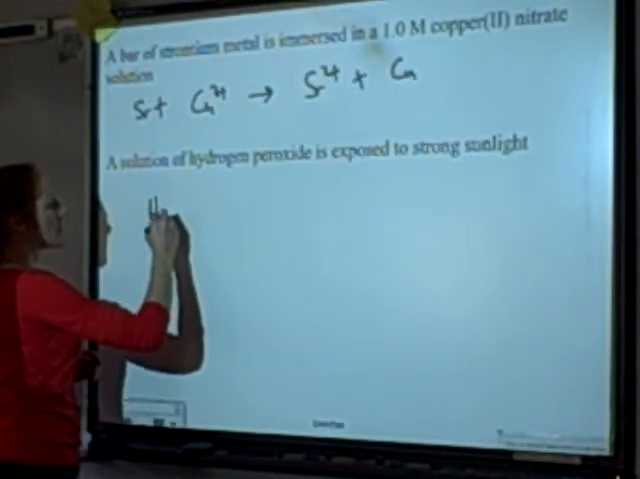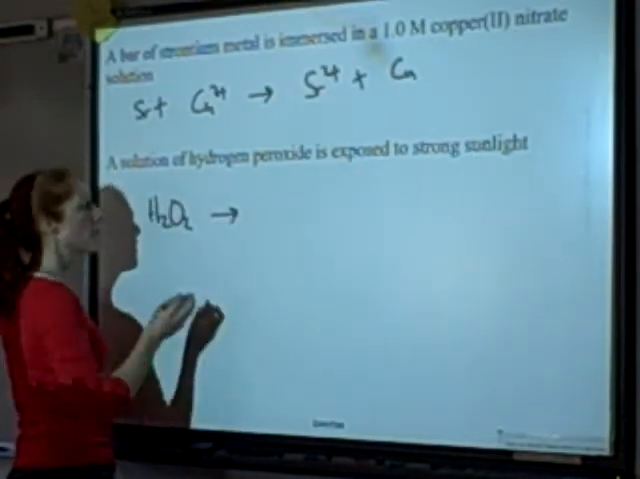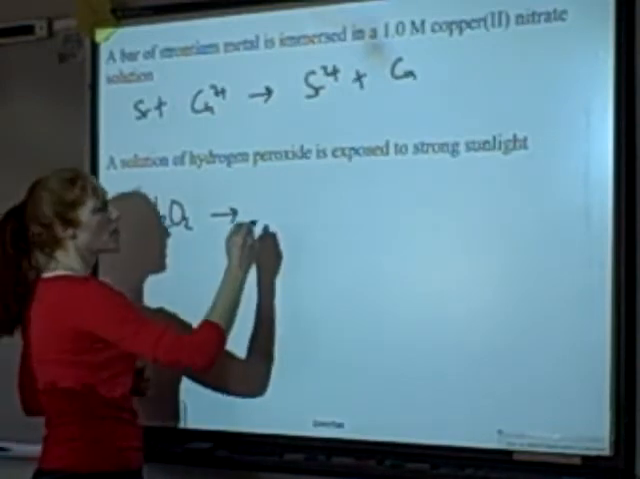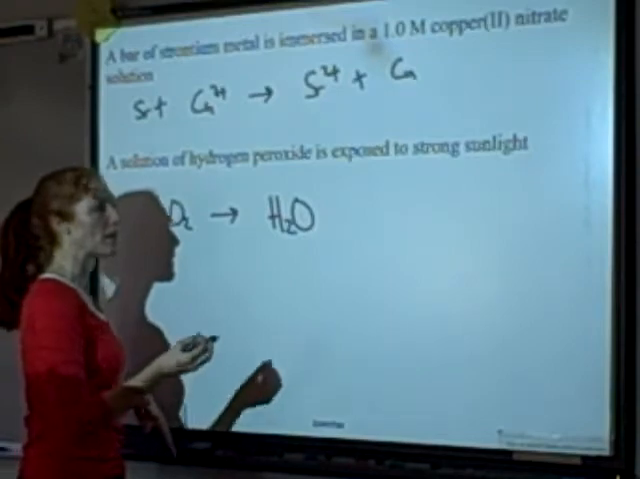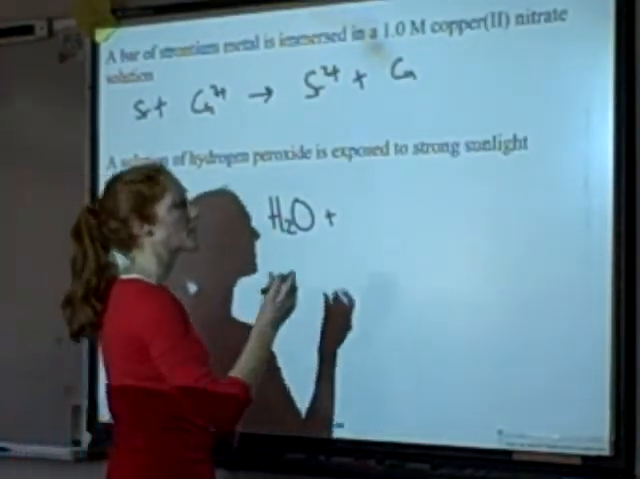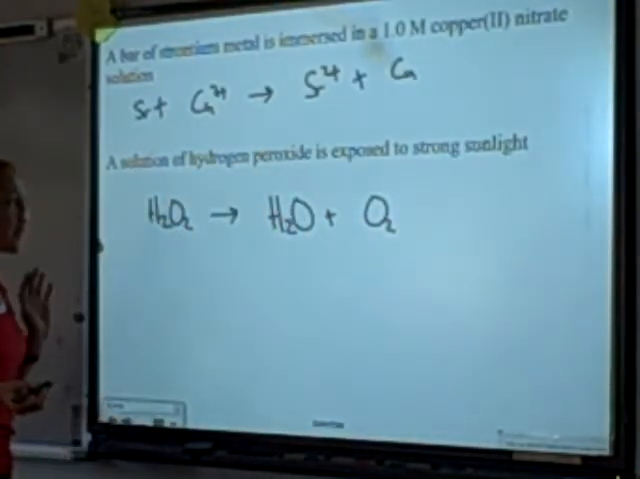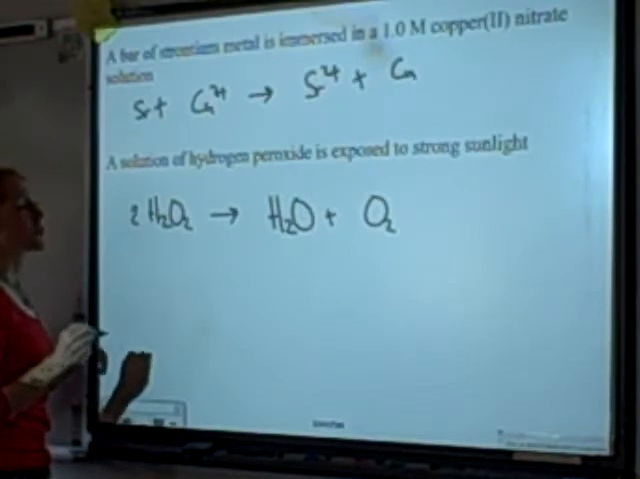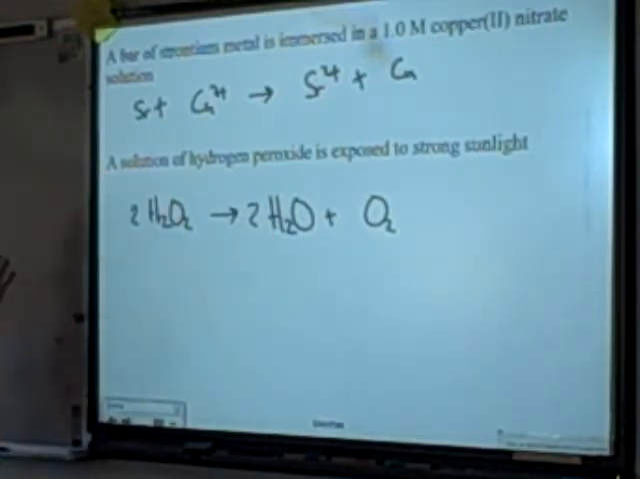Next, we have a solution of hydrogen peroxide exposed to strong sunlight. That's their way of telling us it's going to decompose. So we know that in hydrogen peroxide, this oxygen's a 1-. I'm going to reduce some of that oxygen, make water where oxygen's a 2-. So that means I need to oxidize something. I'm going to oxidize the rest of the oxygen to make O2, which is neutral. So that means I'm going to need 2 hydrogen peroxides to make 2 waters and 1 oxygen. There's no aqueous stuff in here, so I don't have to worry about spectator ions.